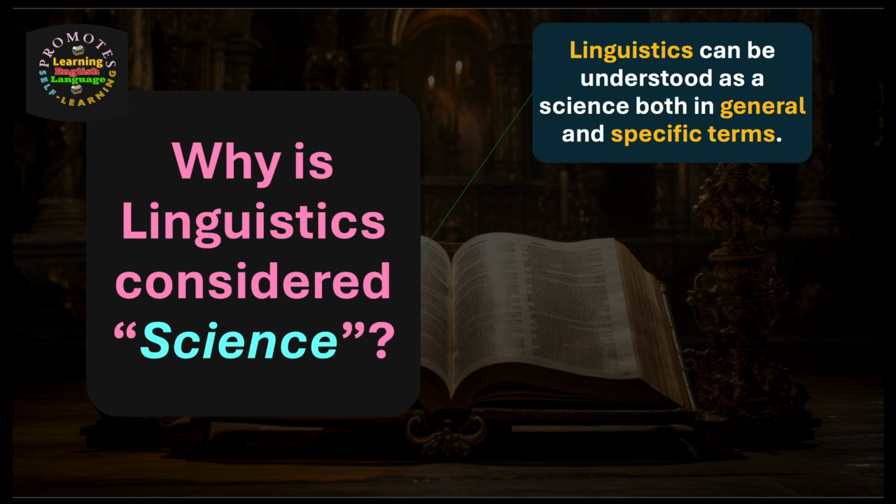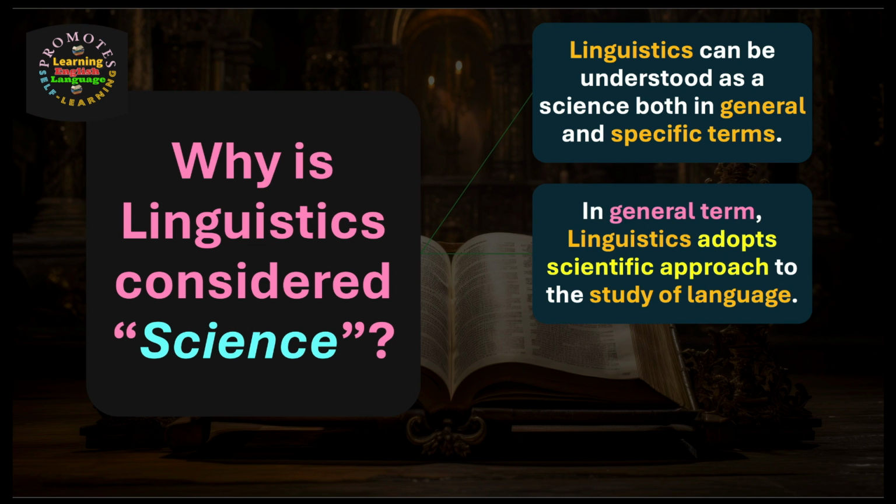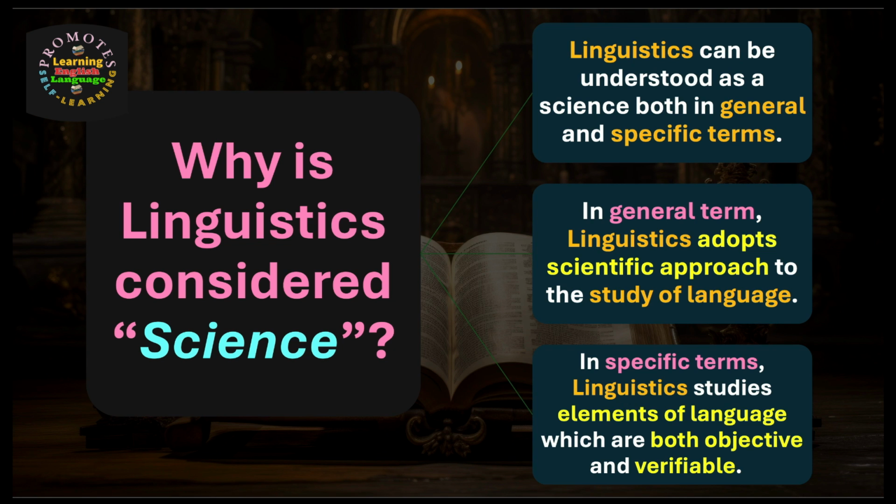Why is linguistics considered science? Linguistics can be understood as a science both in general and specific terms. How? Let's talk about this. In general terms, linguistics adopts a scientific approach to the study of language. So in a more general way of explanation, the very approach the linguists adopt to study language is scientific, objective. In specific terms, linguistics studies elements of language which are both objective and verifiable.